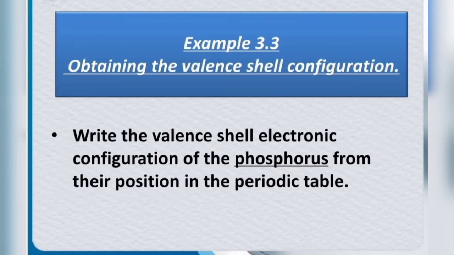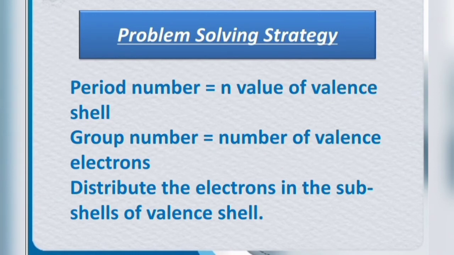Now let's take an example. You have to write the valence shell configuration of the element phosphorus from its position in the periodic table. How can you solve this question? Problem solving strategy. Students, always remember that period number indicates the n value of the valence shell. Group number indicates the number of valence electrons. Distribute the electrons in the subshells of the valence shell.